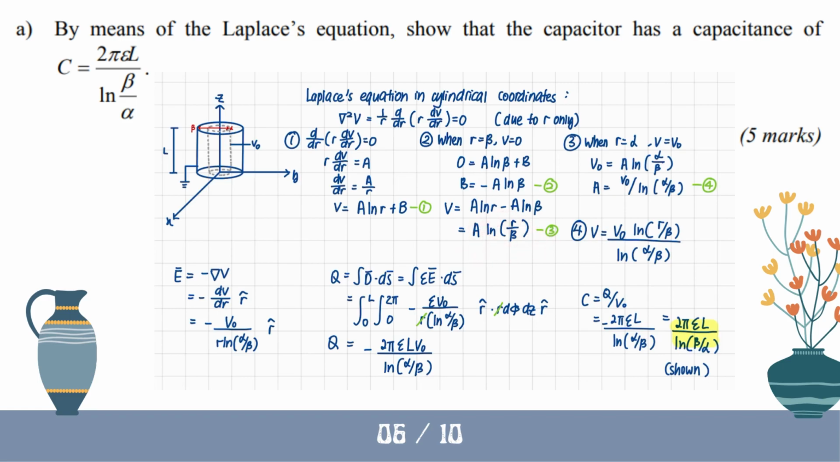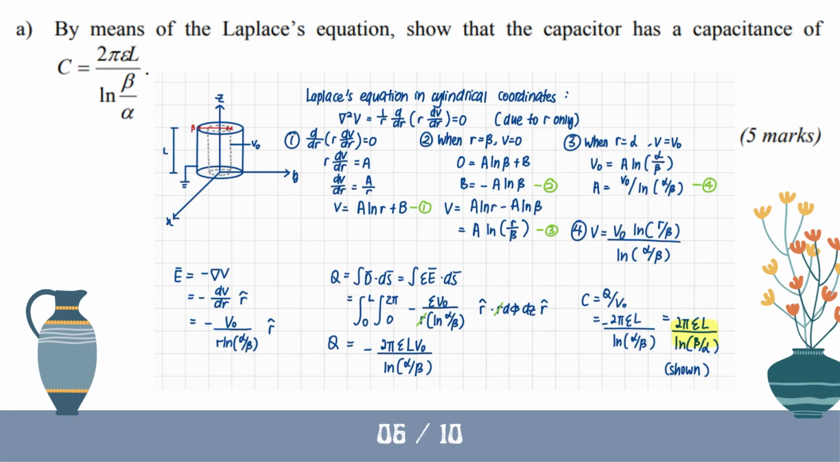Then when r equals alpha, V is equal to V0. So we substitute this alpha and V0 into equation 3, and we get A equals V0 over ln alpha over beta. Then we substitute equation 4 into equation 3, and we get V equals V0 ln r over beta over ln alpha over beta. Then E is equal to negative del V, also equal to negative dV/dr in the direction of r. We differentiate this equation and we get E equals negative V0 over r ln alpha over beta in the direction of r.